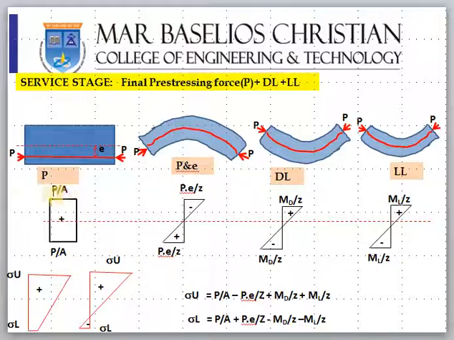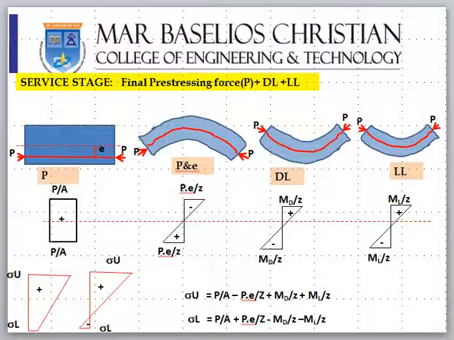So your resultant stress at top will be P by A positive, PE by Z negative, MD by Z positive, ML by Z positive. So it can be written like this: P by A minus PE by Z plus MD by Z plus ML by Z. And bottom will be P by A, then PE by Z positive, MD by Z negative, ML by Z negative. So remember why top is negative and bottom positive: it is because of how it bends. If it is bending like this, top it is tension, so it is negative. If it is bending like this, top it is compression, so it is positive. Bottom it is tension, so it is negative. That is how it comes.